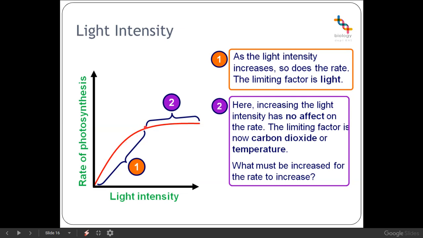However, once we get to a certain point, there's enough light, there is enough energy, there's only so many chlorophyll pigments that can actually absorb that energy, and once they're all full up, if you like, we don't need any more. And increasing the light intensity, so giving it more light, doesn't actually make it any faster. So consequently, at this point, increasing light intensity is having no effect on the rate, so the limiting factor must be something else. It must be either carbon dioxide or temperature.